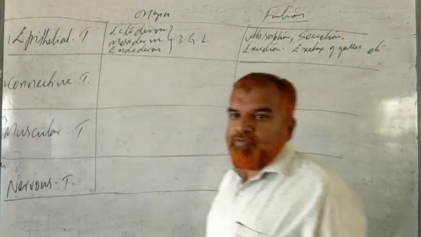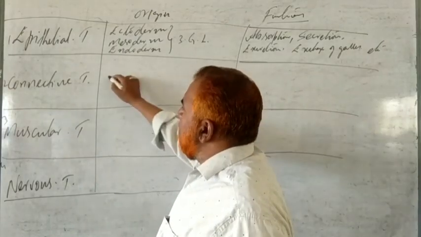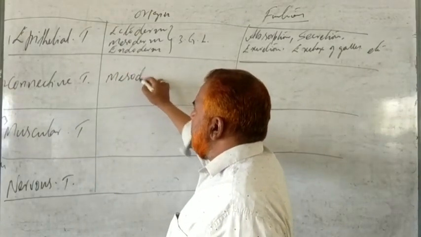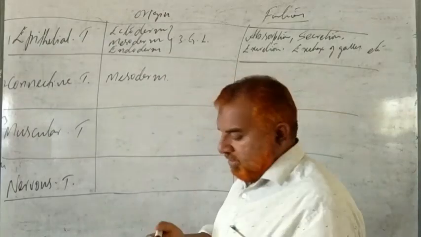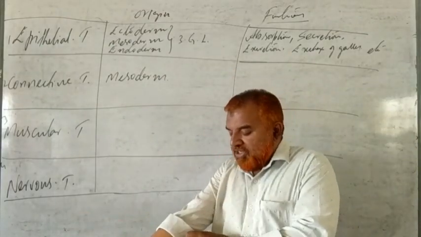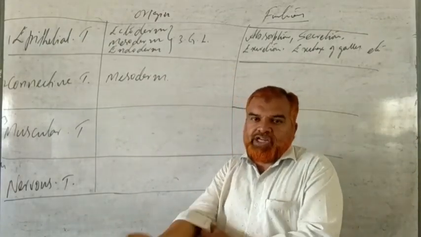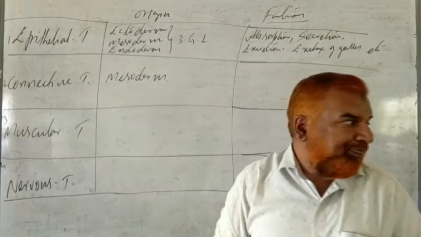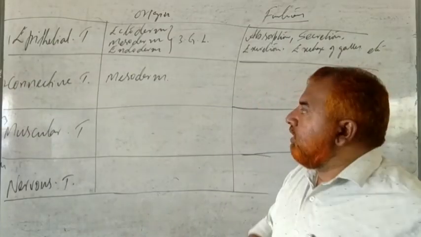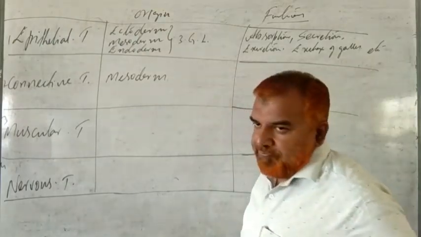Now the second major type of tissue is known as connective tissue. Its origin is from the mesoderm, where it derives from during its birth. All these cells originate from the mesoderm layer. The origin is from which layer? Mesoderm layer.